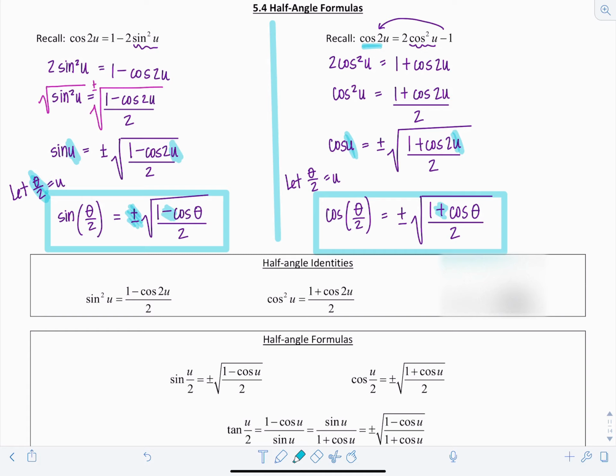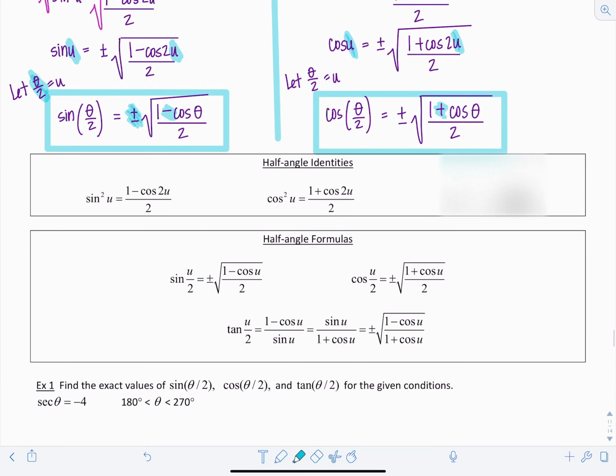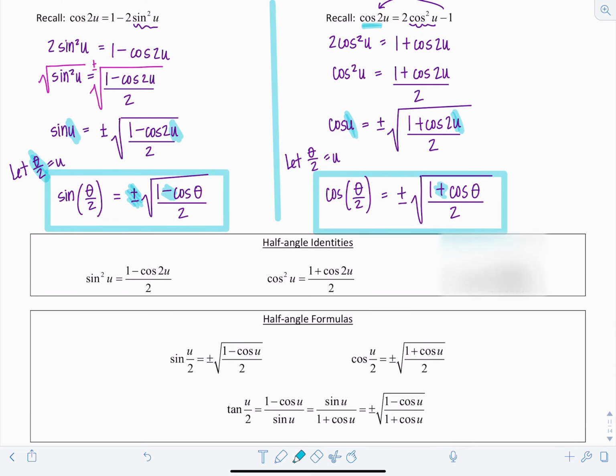Okay, so we're going to be working with these. When you get to calculus, you're going to be working with the version of the half-angle identity that comes from before you take the square root. So you're going to be working with them more commonly at this step here when you're in calc, right before we took the square root of both sides. Okay, so that's what you see here. So you'll use those a lot in Calc 2.